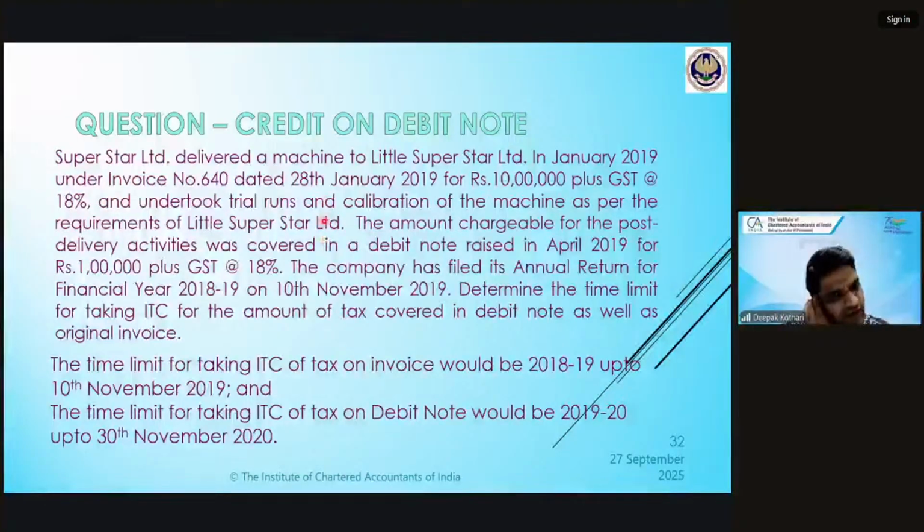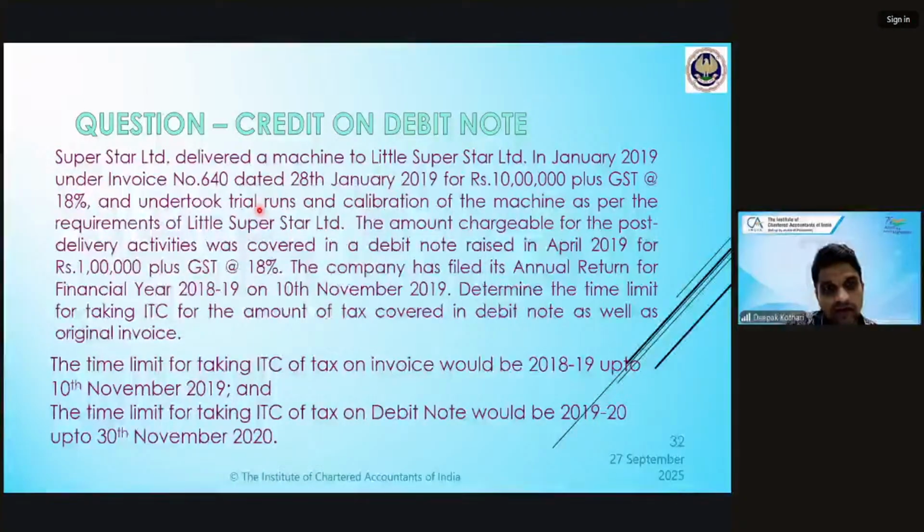Okay, they have delivered the machine and they have taken some trial runs because Little Superstar said that when you deliver the machine, you have to do a trial run and calibration. Only then we will buy the machinery. So they have done that. Now the amount which is chargeable for the post delivery activities was covered in a debit note. Okay, when was the machine delivered? It was delivered on 28th January.